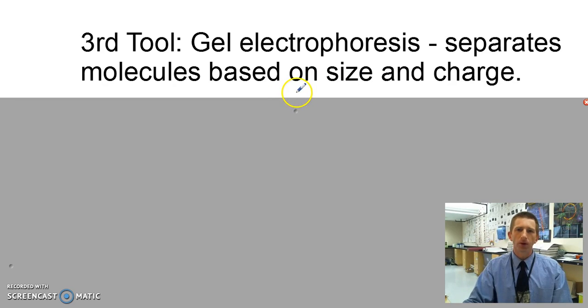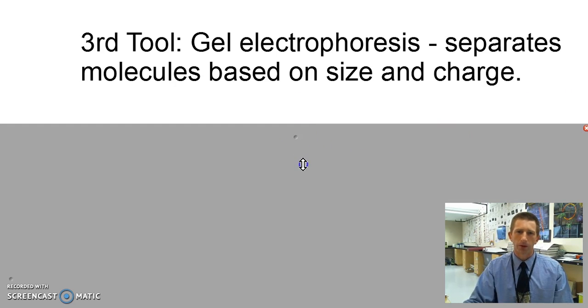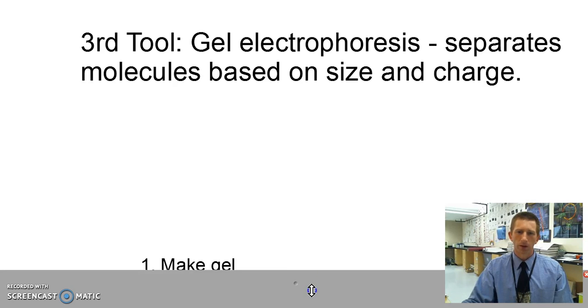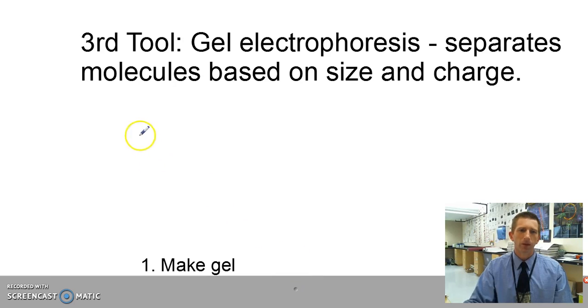Okay, so our third tool, go ahead and write this down, gel electrophoresis, separates molecules based on size and charge. Now, you already know this because you already did this in class, but it's good to write it down. It's good to be a little bit more familiar with the process. So first thing that we did is we made a gel.